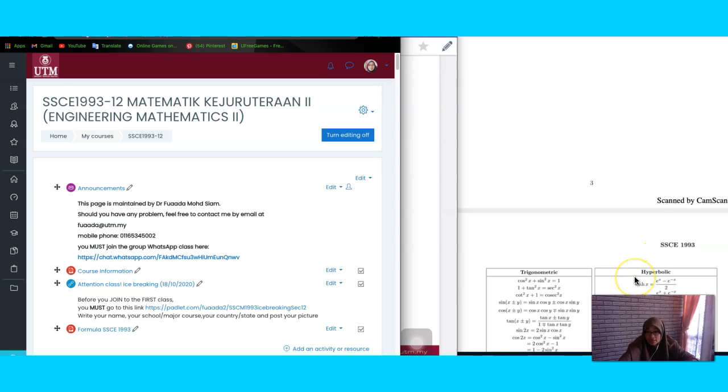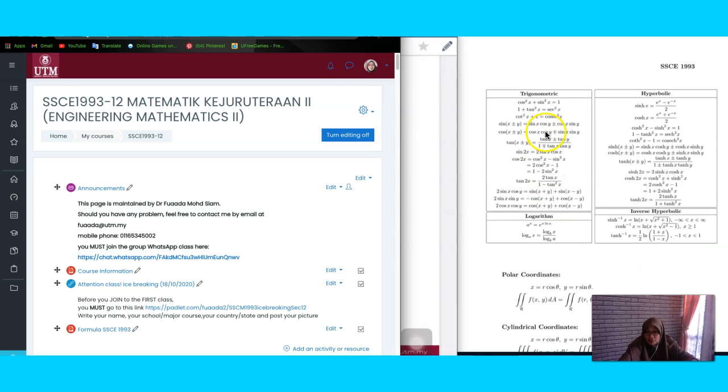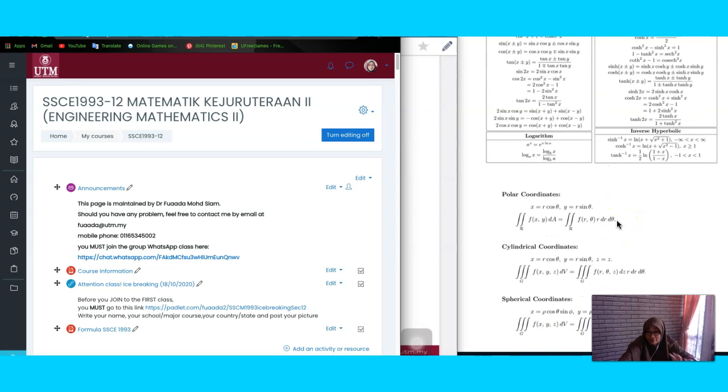Also the trigonometry identities and hyperbolic identities and some of the inverse hyperbolic identities. I think you have seen this when you have done engineering maths 1. So you will have the same list of formula. But for engineering maths 2, you have an extra. There are other formulas provided, specifically for multiple integral.